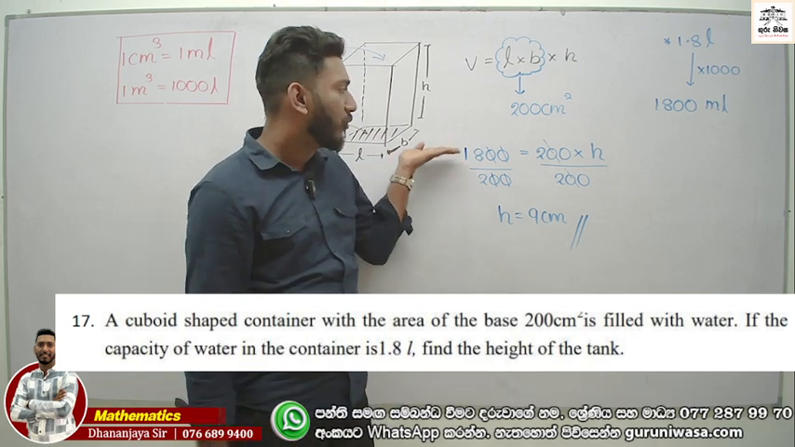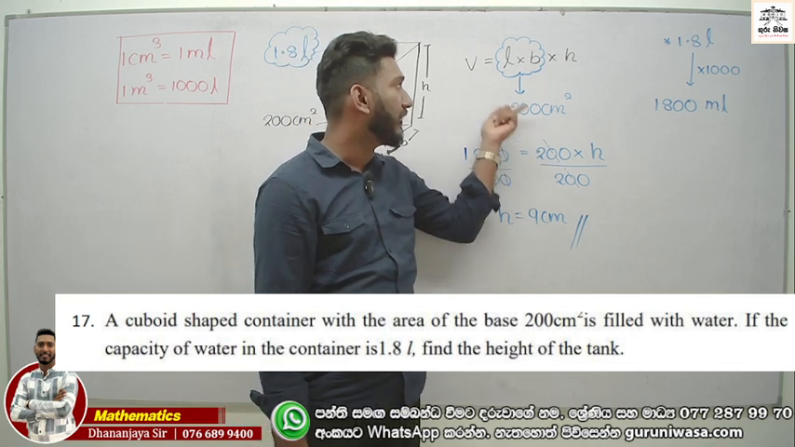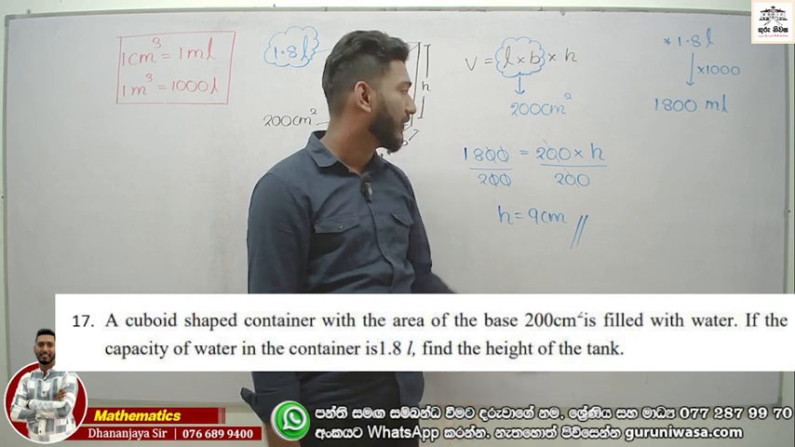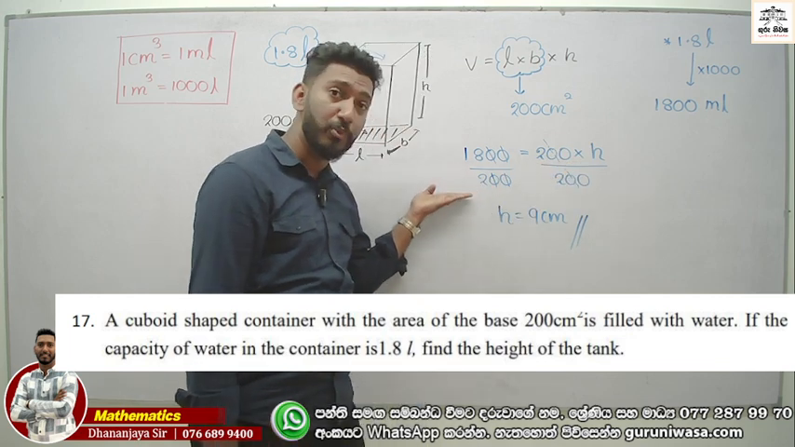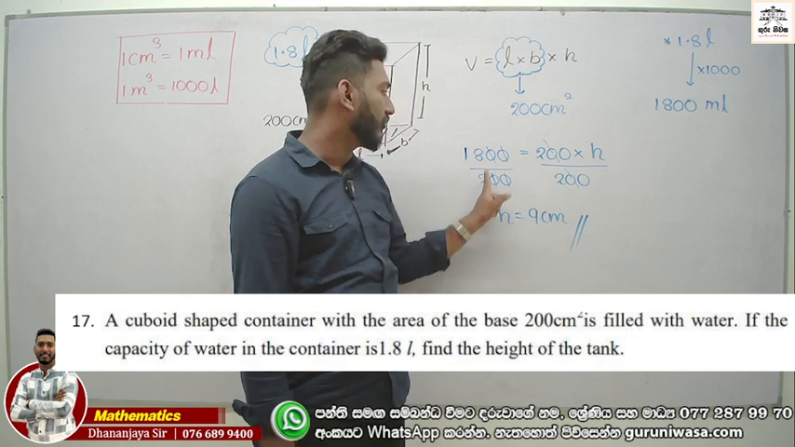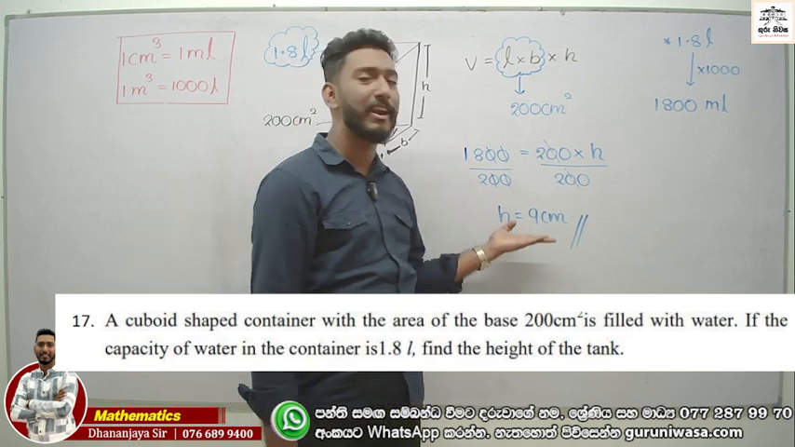Now we can write 1800 equals 200, which is length into breadth, times height. Now I am going to make h the subject, dividing both sides by 200. Now 200 and 200 eliminate, two zeros eliminated. Now 18 divided by 2 becomes 9.